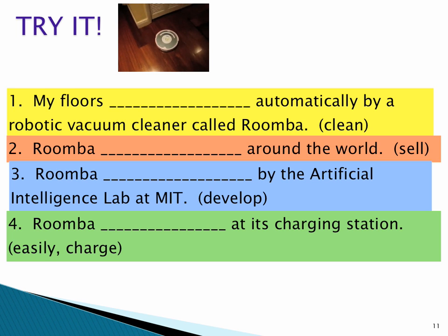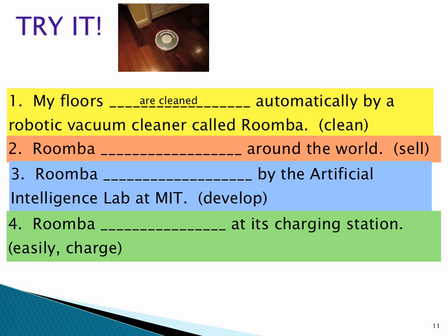Let's use the present tense and the past participle of clean. My floors are cleaned automatically by a robotic vacuum cleaner called Roomba. Number 2, Roomba blank around the world. We can either use the present tense or the present perfect tense here, and the past participle of the verb sell, which is sold. Roomba is sold or has been sold around the world.